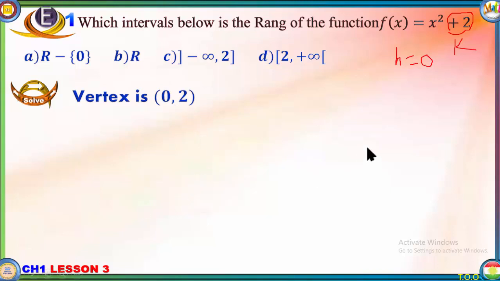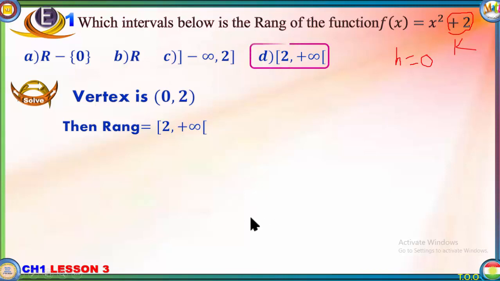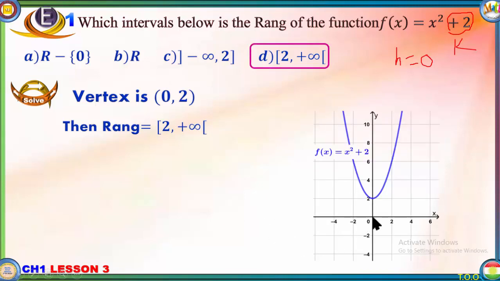Because the leading coefficient is positive, the range begins from 2 to positive infinity, closed at 2 and open at positive infinity. If we draw the graph of this function, it's like this. As you can see, the range begins from the lowest point, which is 2, to the highest point, positive infinity. So D is the correct answer.